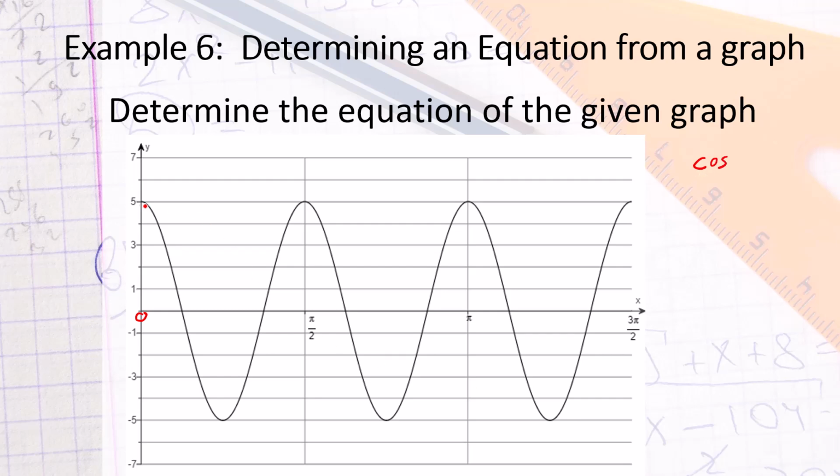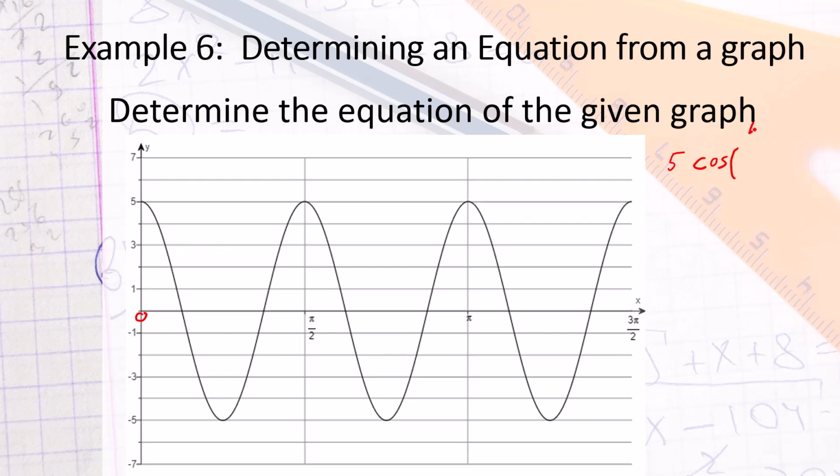Also, what else do I know? I know that this graph is going to vary between negative 5 and 5, so its amplitude is going to be the absolute value of 5. And when x is equal to 0, I get a 5, and I can only do that if I multiply my cosine by a 5. So we have 5 cosine of something, and it's going to be an x here because it's some multiple of x.